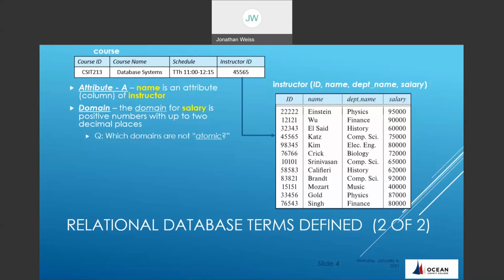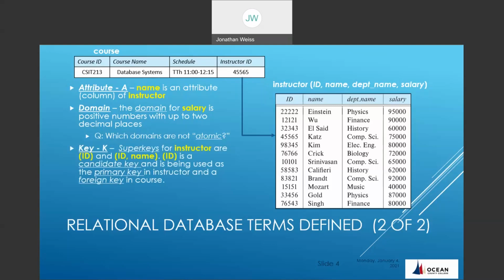So the attribute that's not atomic here is schedule, because we might want to break that out further. We can choose to break that out further. Okay, so schedule in this case is a non-atomic attribute. Okay, the various super keys for instructor are ID and name. These are candidate keys that we can use to uniquely identify each of the records or tuples in instructor.